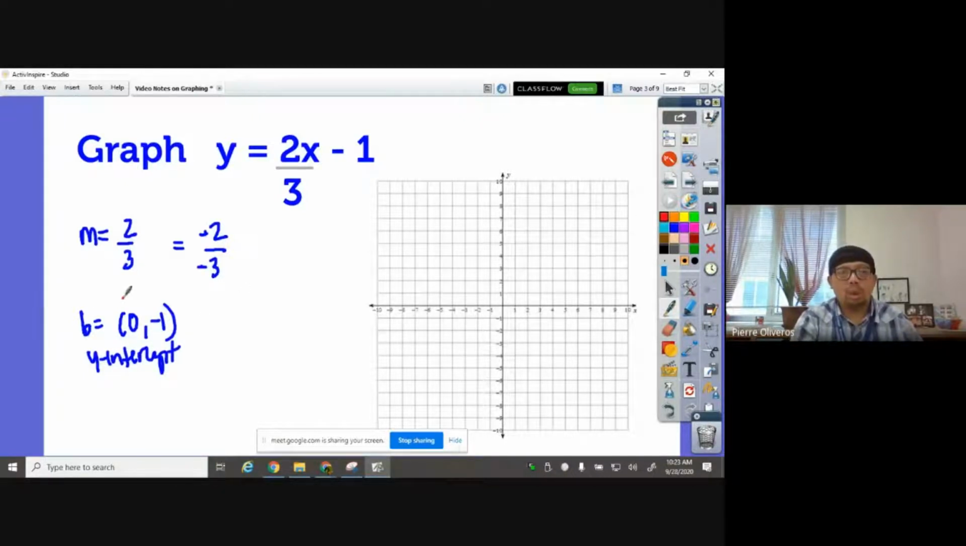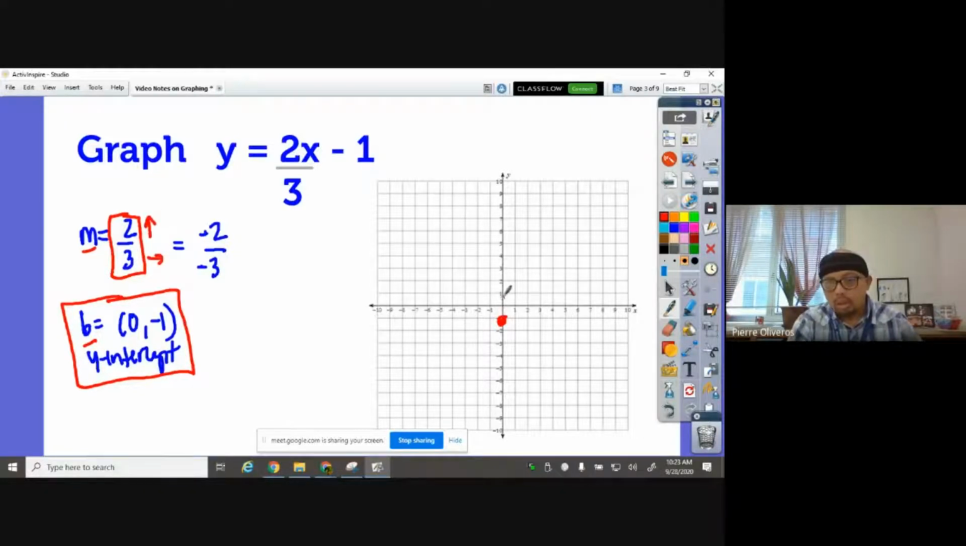Let's do it now. You always start with the b. It's alphabetical order, b before m, just to give you an idea. So you're gonna start here at the b, which is (0, negative 1), that red point there. Now let's apply the 2/3. If it's positive 2/3, that means you're gonna go up and then go right. So up 1, 2, and then right 1, 2, 3. That's the point. You will connect and draw a line, and that's the graph.